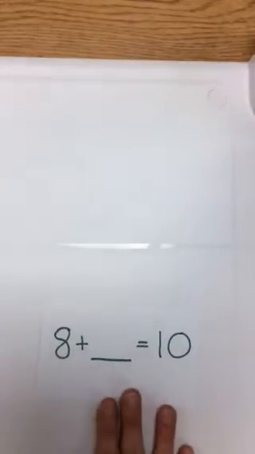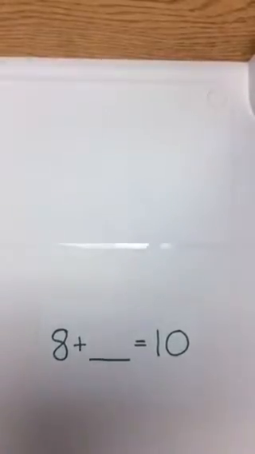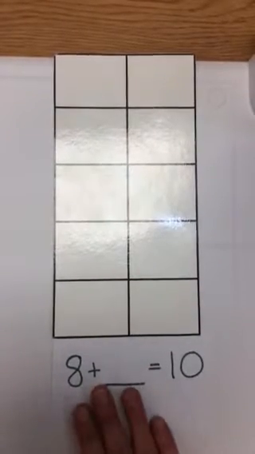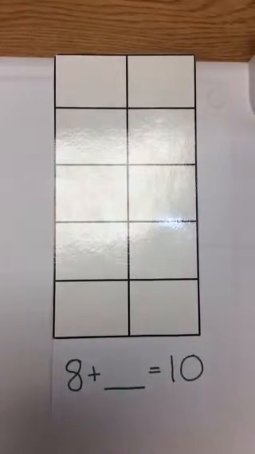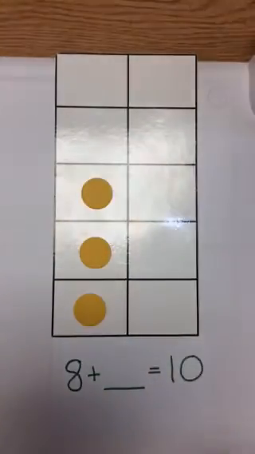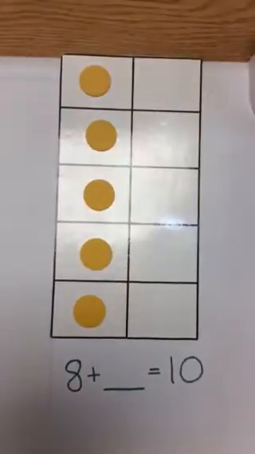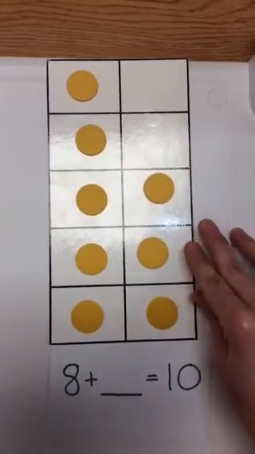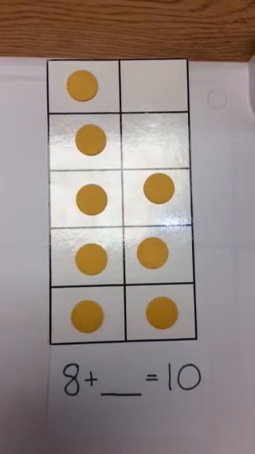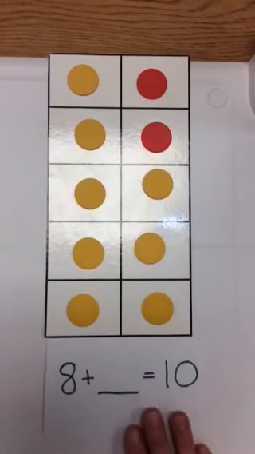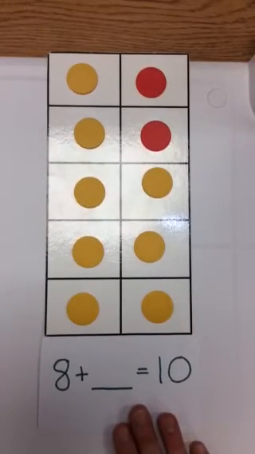Here's another example of a missing addend. We have 8 plus what number equals 10 or makes 10. So here I go. I would model this for my students, starting with 8. So I will go ahead and fill in 8 on my 10 frame. Visually leaving 2 spaces left. My students would be able to answer 8 plus 2 equals 10.